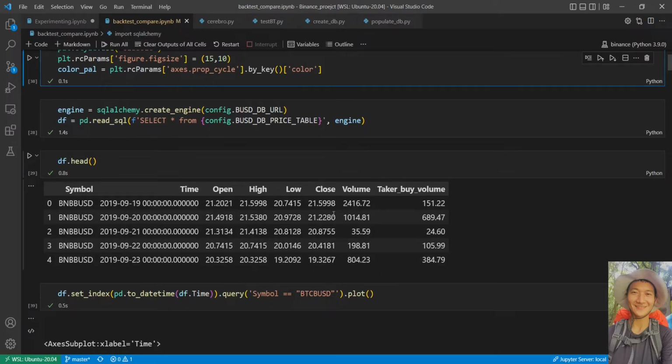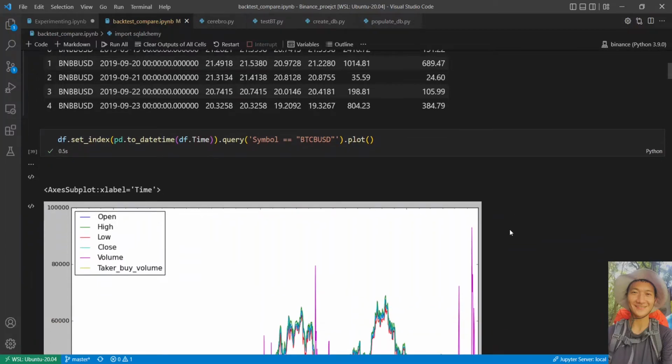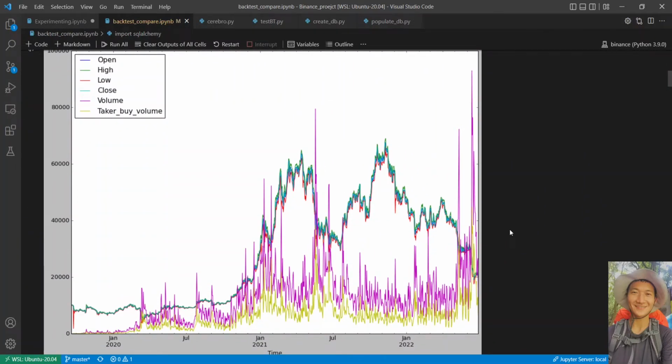As you can see, the time is not in the index but in a variable here. So I will select the time as an index, and then I will plot the rest of the variables with time to see the trend in this observing time. I also choose BTC as a target to see its performance. You can see that BTC got a very big increase in this observing time, but it also got a big drop in the middle of 2020.